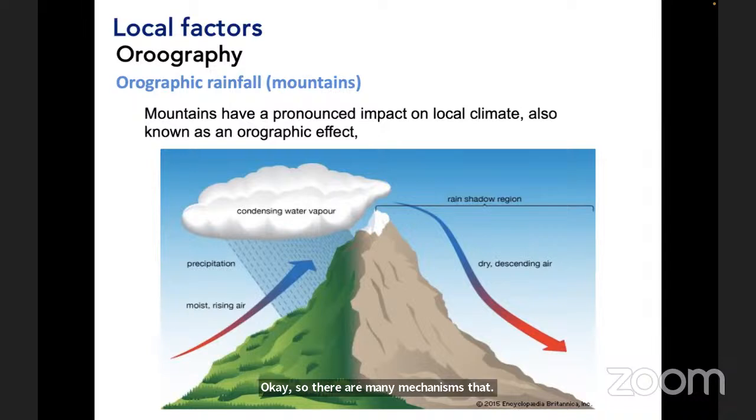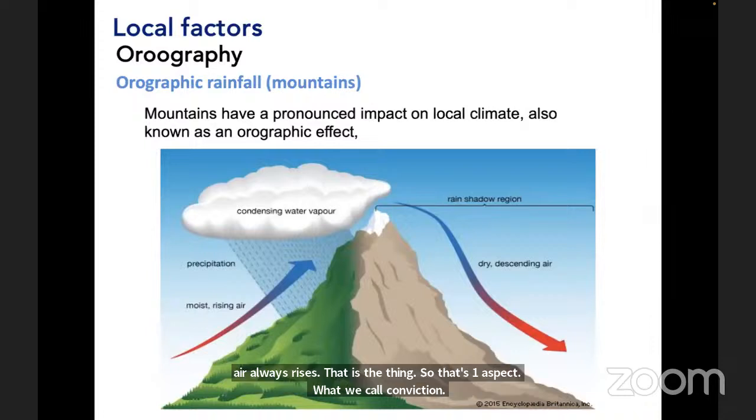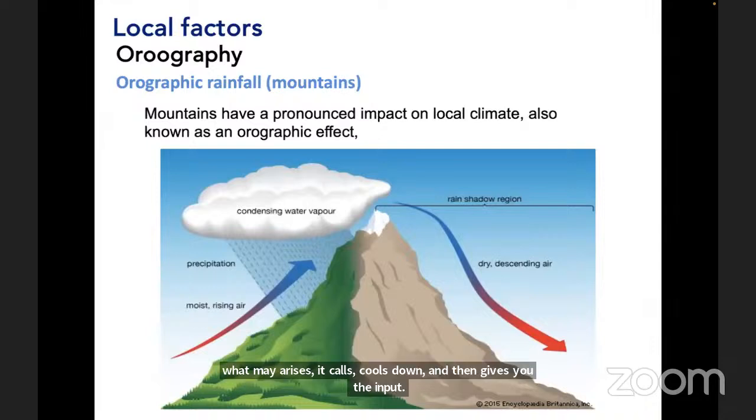There are many mechanisms that push moist air up. Number one is what we call buoyancy, because warm air always rises. So it's just simple buoyancy, surface heating. When the surface heats, air becomes warmer, warmer air becomes lighter, and lighter air always rises. That is what we call convection. Warm air rises, as it rises it cools down, and then gives you rainfall. That is what happens at a local level.